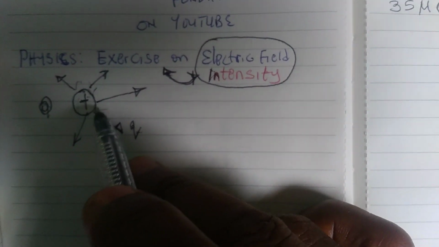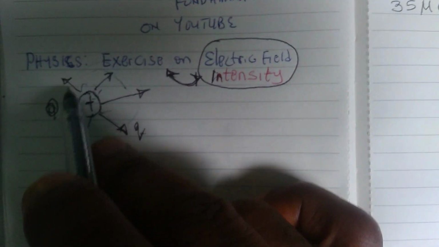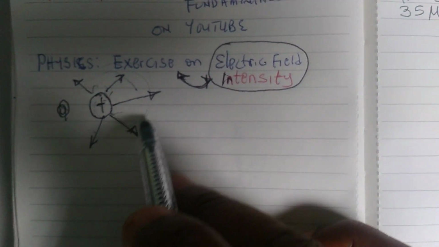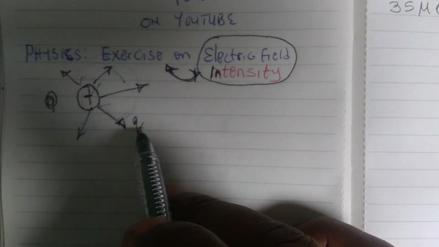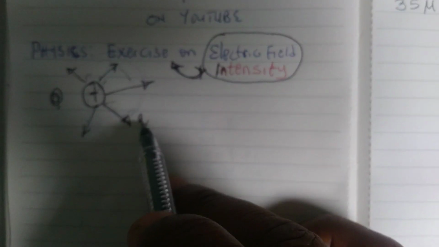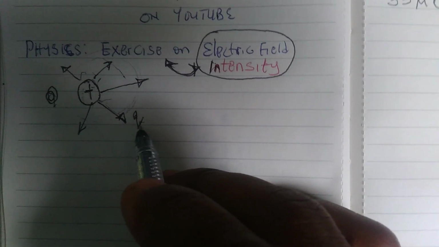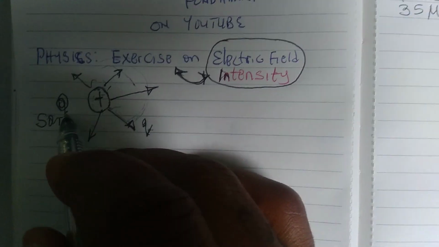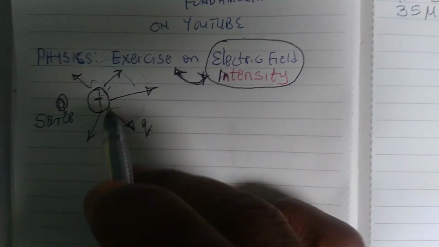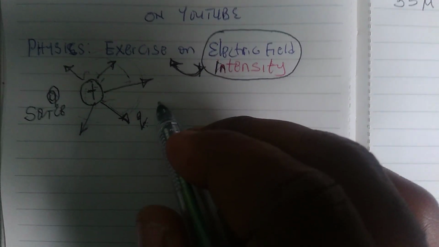What do we mean by electric field? Electric field is the total region where the electric force can be experienced by another electric charge placed within that region. So let me call this one a source charge. The source charge is the one providing the electric lines of force, and this one is a small charge. Let's call it a test charge.